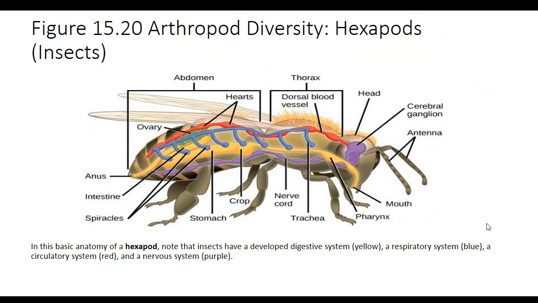This is where the oxygen comes in. If you look at a grasshopper or something, you'll see a line of little holes along the side. That's where it breathes.